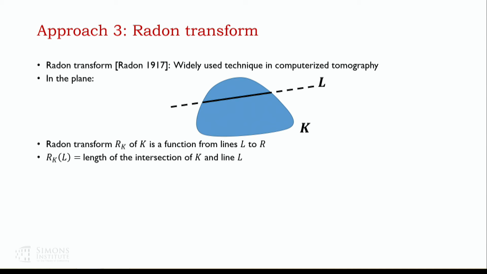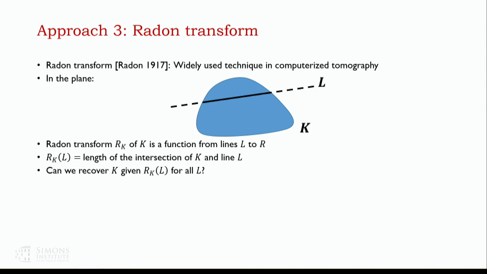So suppose you can send an X-ray along this line, and on the other side you can check how much the signal was attenuated. Then you can figure out what the distance along this line is, what the length of the intersection is. The Radon transform is a function that maps these lines to the distance of the intersection. So the Radon transform of K evaluated at line L is just the intersection length.